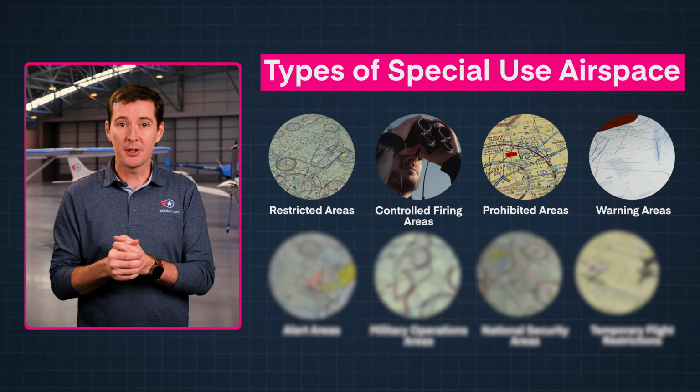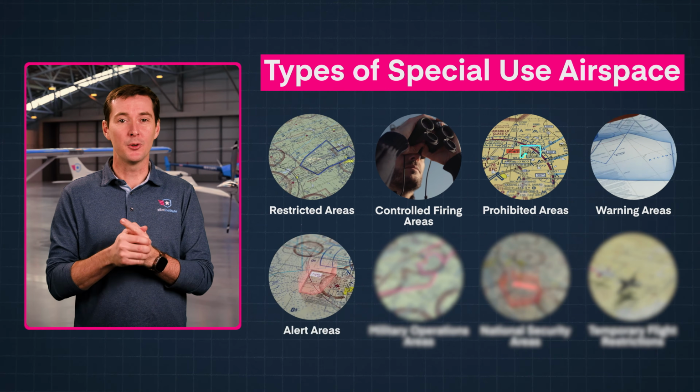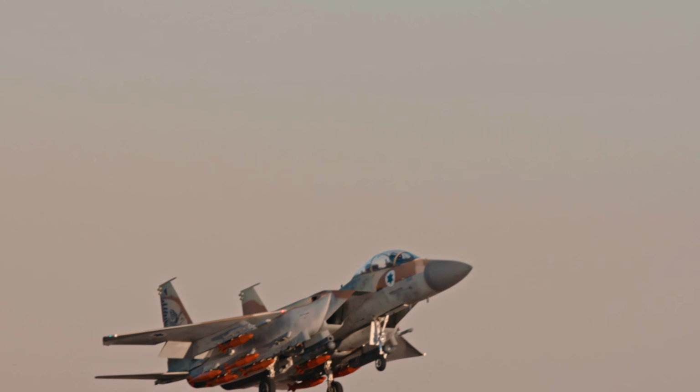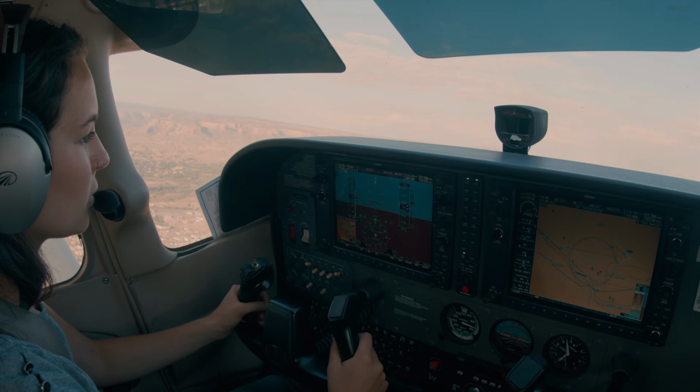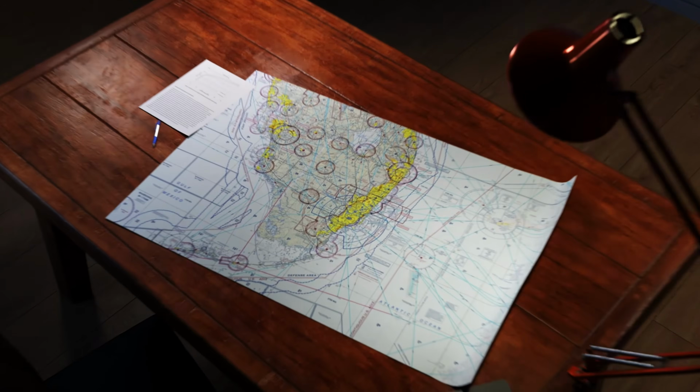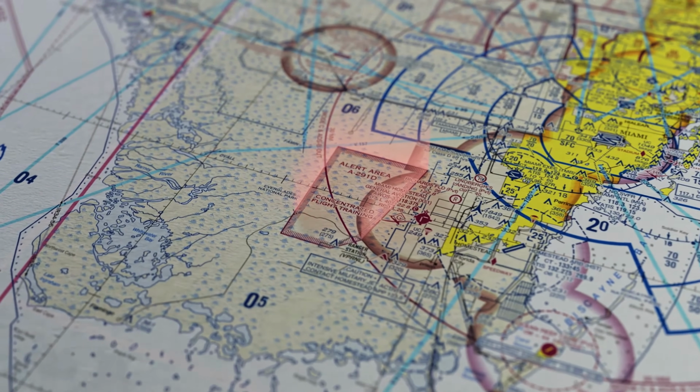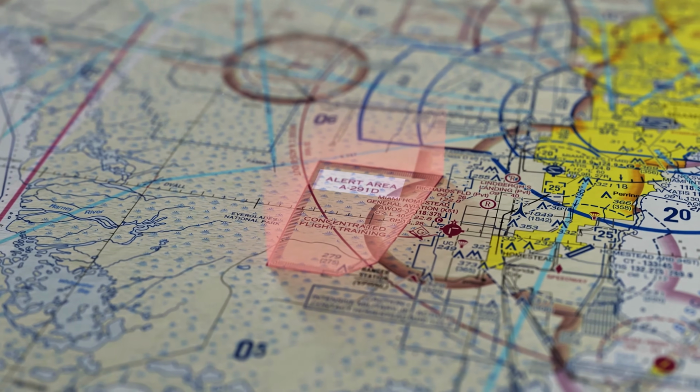Here's one that sounds scary but really isn't that bad. It's called an alert area. Unlike the previous ones where you might end up as target practice for the Air Force, alert areas are less dangerous. There, you'll find a lot of flight training activities. There are no restrictions. The FAA wants you to be aware of the activity taking place, so just pay attention.